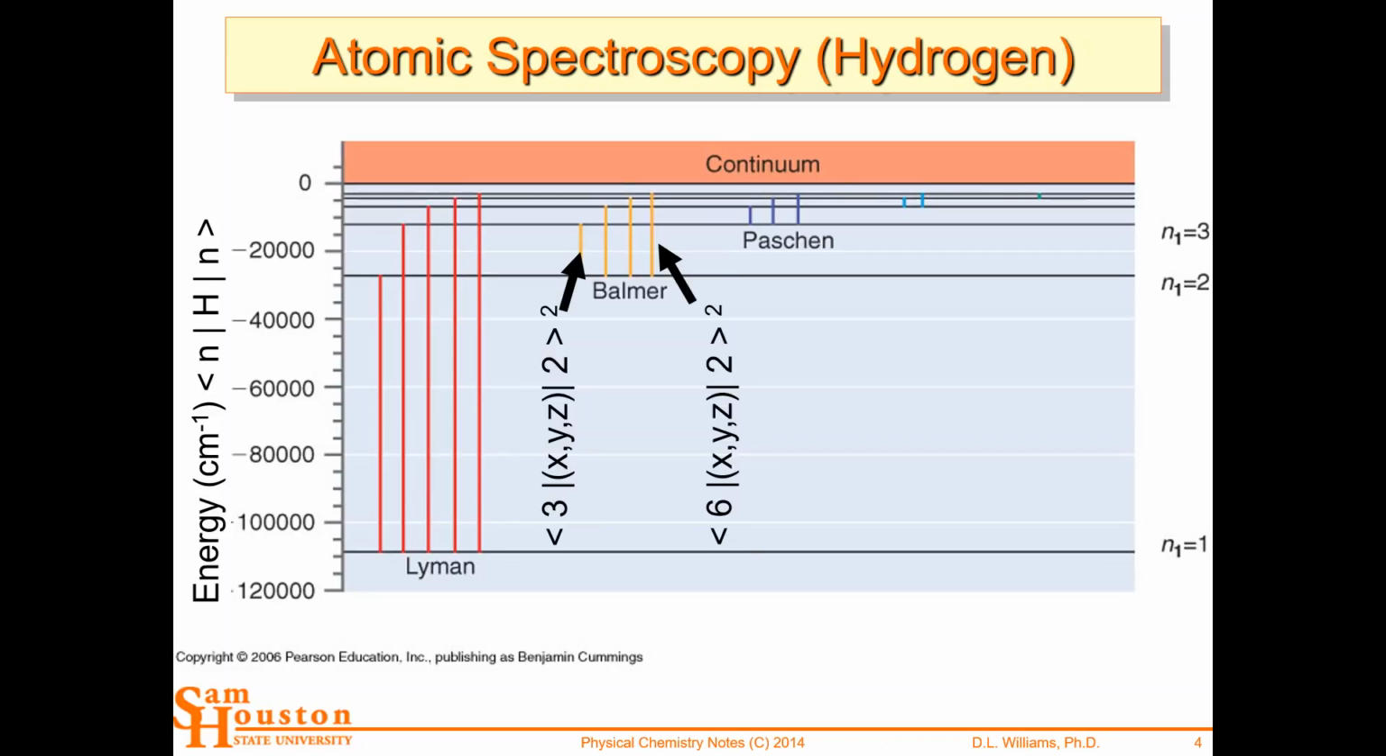The Balmer series was all of these dropping to level 2. That's the one in the visible region. The Paschen is in the infrared, where all of these are dropping down to n equals 3.